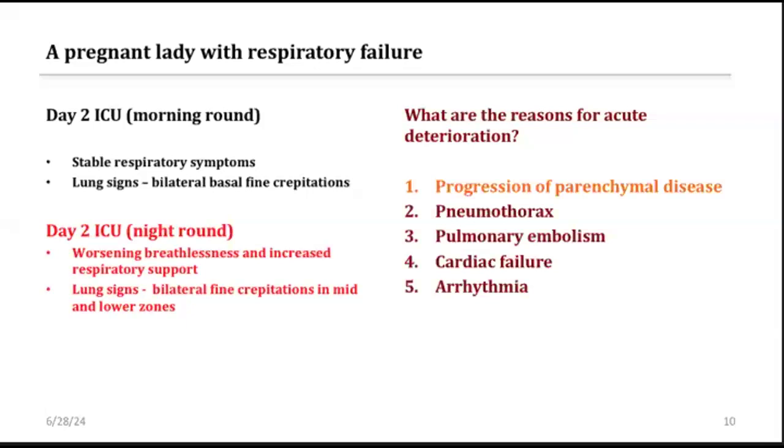The parenchymal changes, worsening, and then move to the pleura, where the patient may have developed pneumothorax. These patients are at high risk. Then the pulmonary artery, pulmonary embolism; connecting to the heart, cardiac failure; and also the rhythm of the heart, if the patient has any arrhythmia. So these are the things we should normally consider. Right.